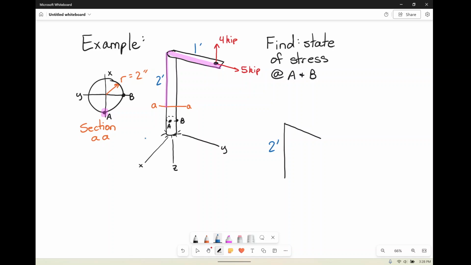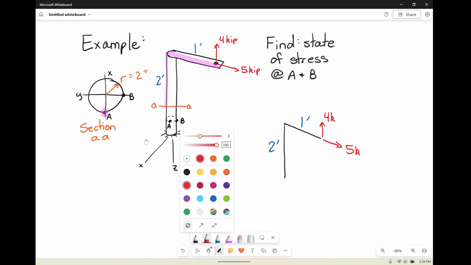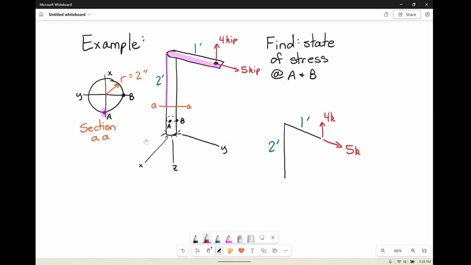I have 2 feet here down to A. I have 1 foot over. Again, we said we had 4 kips straight up, and we had 5 kips out in the Y. Let's now calculate all of our forces. So what forces do we have? We have force in the X. We have forces in the Y. And we would have forces in the Z, because remember, this is a 3-dimensional problem. So X, Y, and Z.